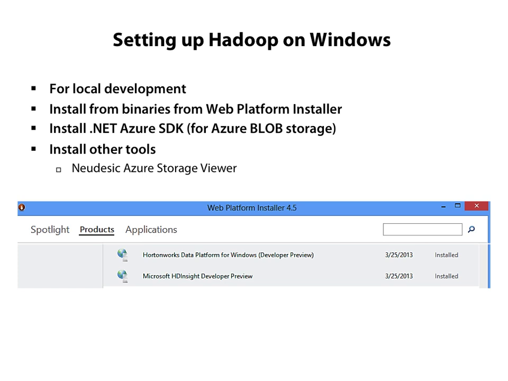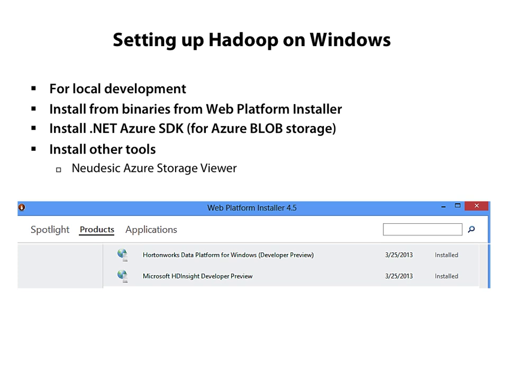So you get this from the Web Platform Installer and you download the Hortonworks Data Platform for Windows. As I was talking about earlier, Hortonworks has worked with Microsoft to port the Hadoop binaries over to Windows, and then the Microsoft HDInsight Developer Preview. I would also recommend that you install the .NET Azure SDK, because you're going to be working with Azure Blob Storage, and the Nudesic Azure Storage Viewer, which is a third-party tool that allows you to actually see into the contents of blobs.